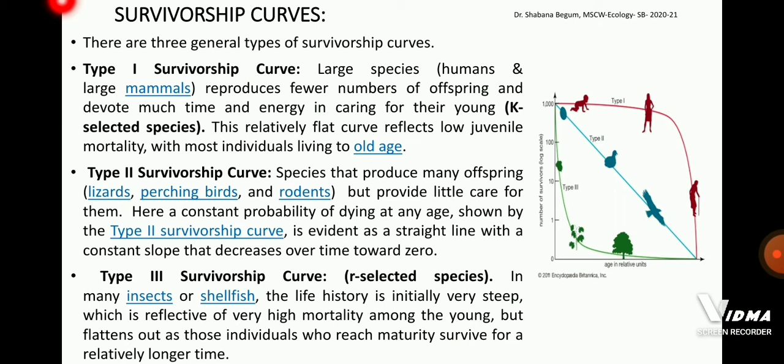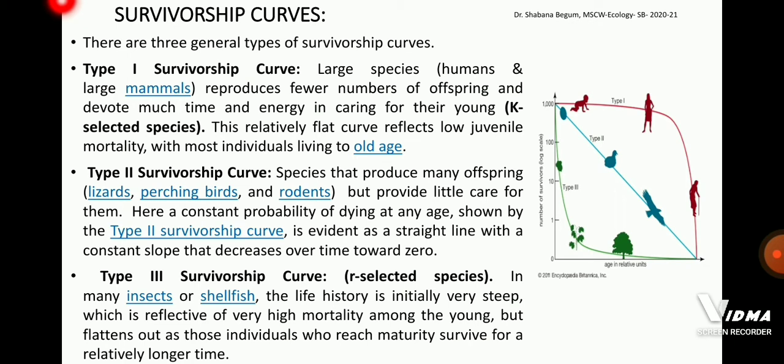Then type 2 survivorship curve is almost a diagonal curve. When the mortality rates are constant at all ages, this curve is obtained. For example, such curves are obtained in the life history of Hydra, then adult stages of many birds, etc. You can mention the species that produce many offspring such as lizards, perching birds, rodents, but provide little care for them. Hence, a constant probability of dying at any age is shown by the type 2 survivorship curve, and it is evident as a straight line with a constant slope that decreases over time towards 0.